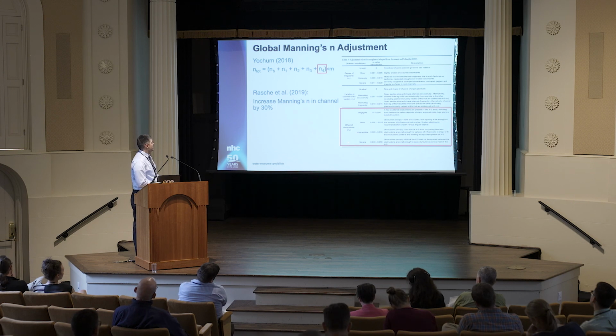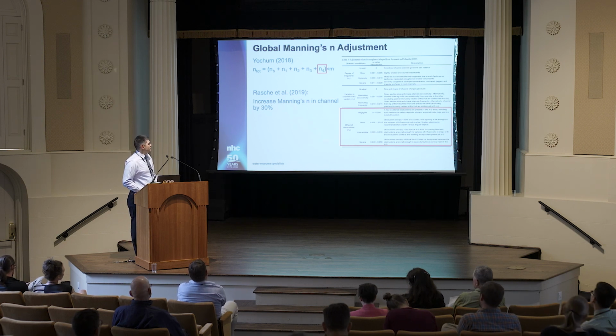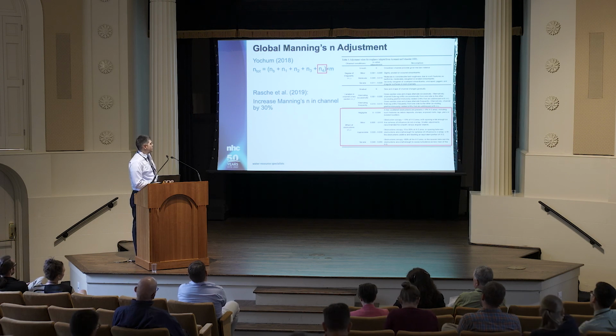Jochum in 2018 compiled this table and provides a range of anticipated increases for Manning's n when including large woody material, depending on their density. So ranging from basically nothing to about 0.05. Whereas Rasse more recently found that his best results were by increasing the channel bed Manning's n by about 30%.